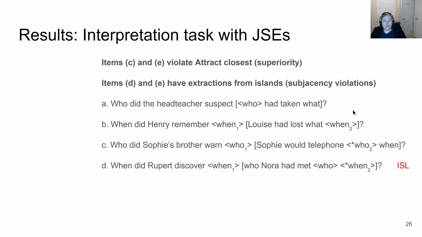So the only interpretation of the matrix WH when is, well, matrix scope because it can't have come from the lower clause without violating subjacency. So if I interpret when as when they met, when did Rupert discover who Nora had met when? If I interpreted that as when they met, that would be a subjacency violation. So as a native speaker, once again, I should be picking matrix 100% here and 0% embedded.